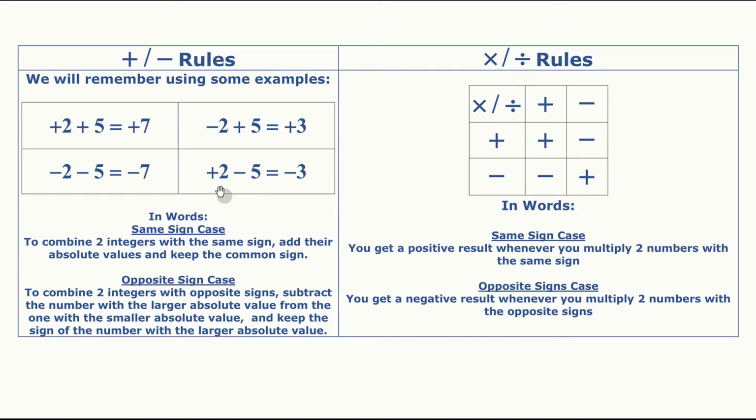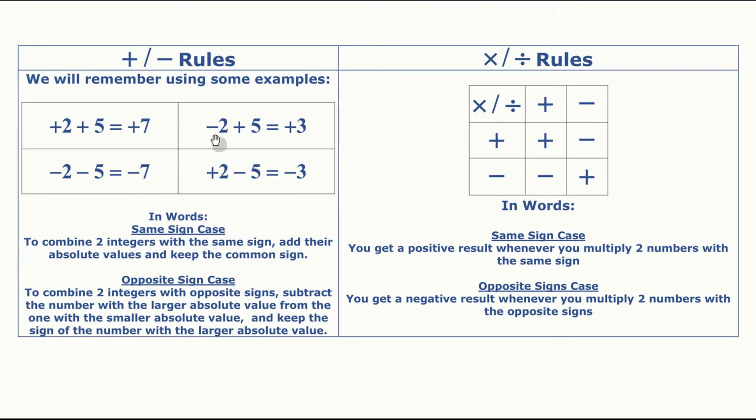And in this case, notice it's going to be a very similar situation. So we're going to take the number with the smaller absolute value, which is 2, and subtract it from the number with the larger absolute value, which is the -5. We end up with 3, but we're going to use the sign of the number with the larger absolute value as the sign of the result. Okay, which all should make common sense to you as well.